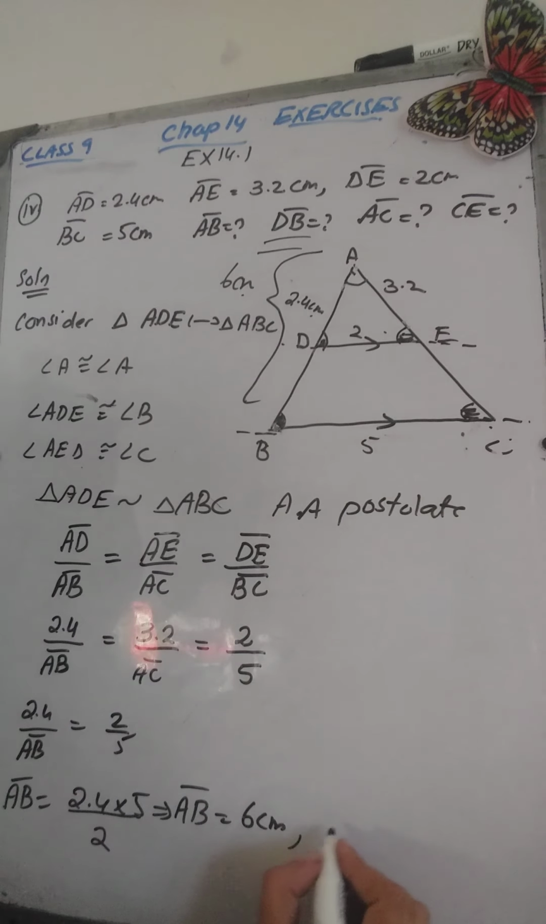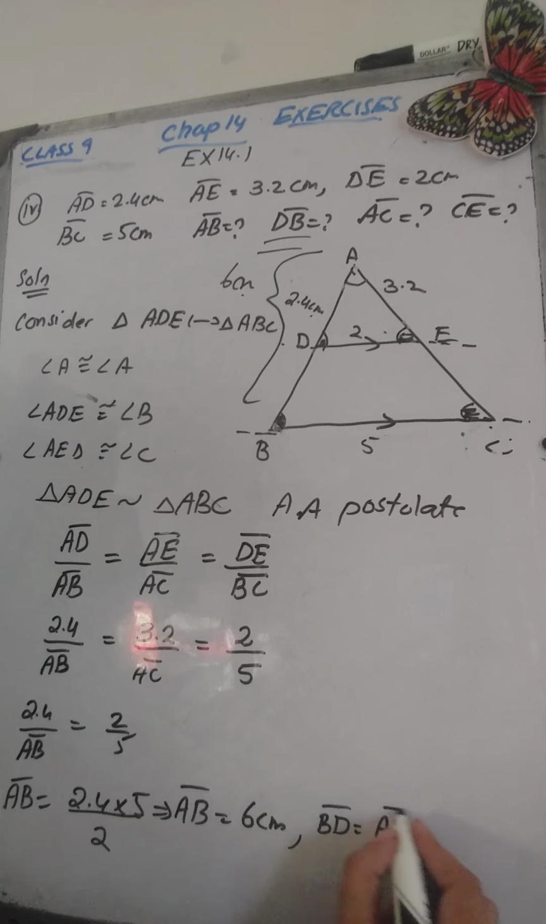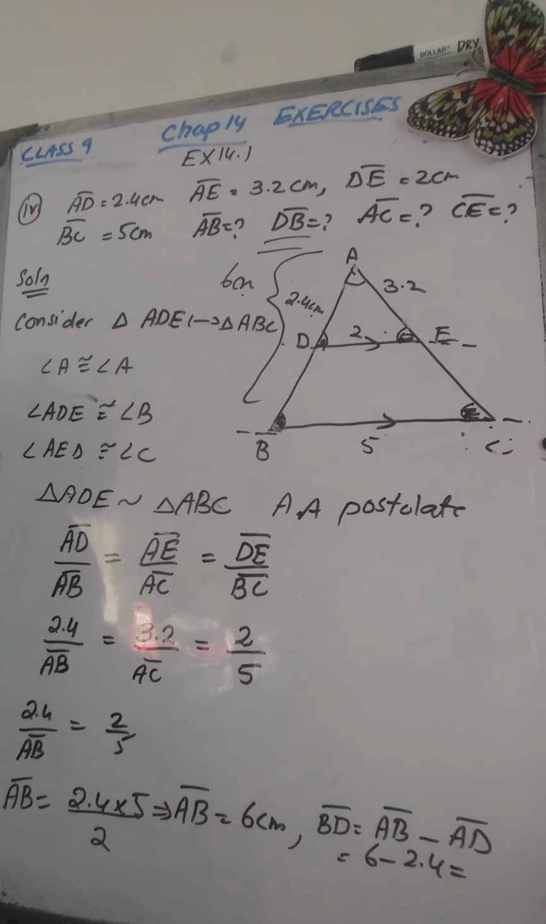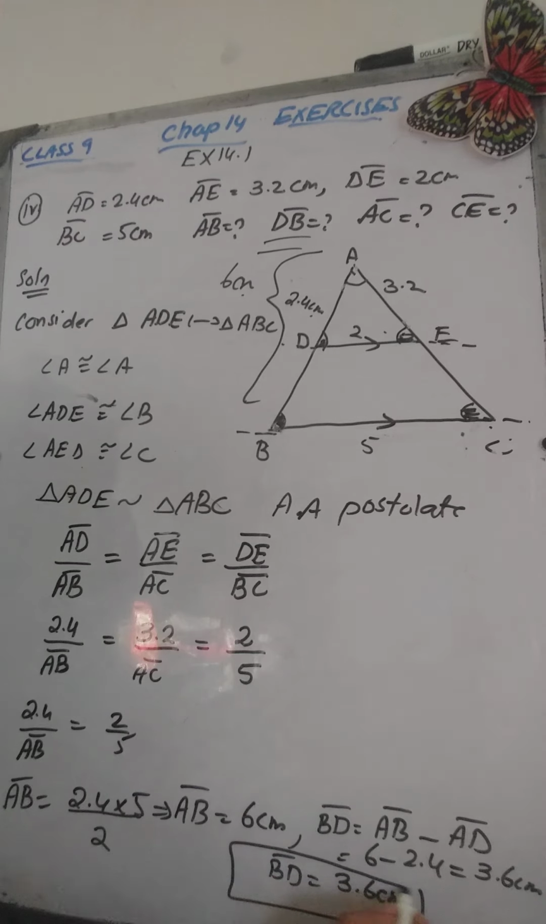Now from here we can easily find BD, because BD is equal to AB minus AD. AD was given to us, AB we have calculated. So 6 minus 2.4 will be equal to the value of BD, which is 3.6 centimeter. So we have found BD to be equal to 3.6 centimeters. Now next we will find the value of AC.